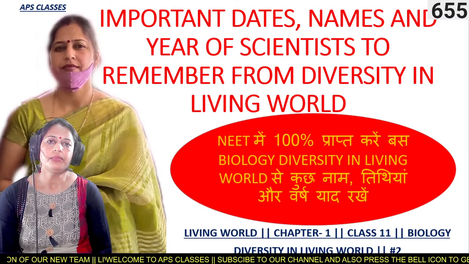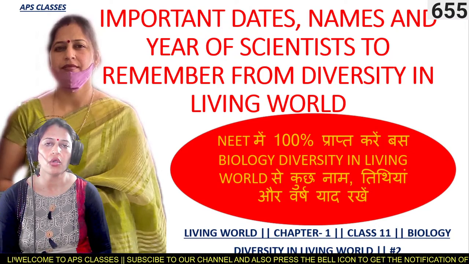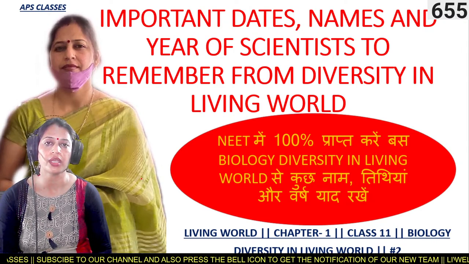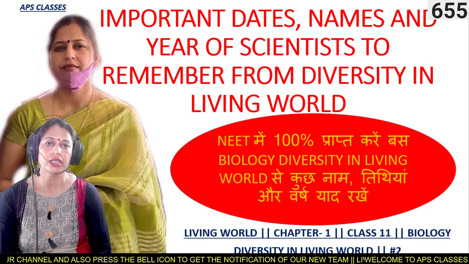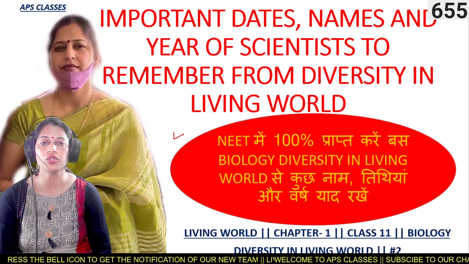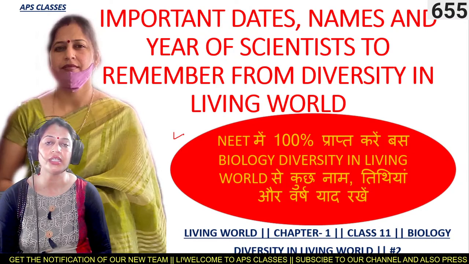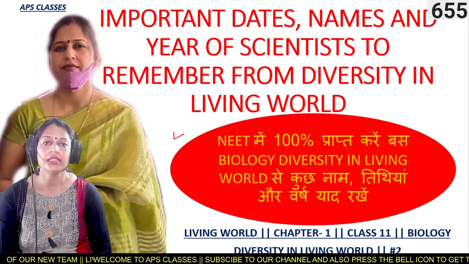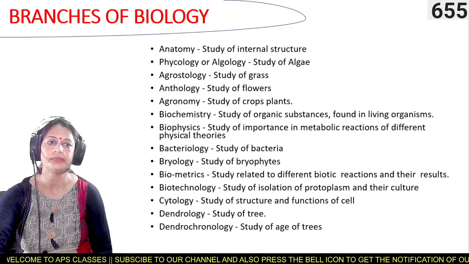Isse pehle beta hum part number one, part number two already discuss kar chuke hain diversity in the living world ke bare mein, aur NEET ke point of view se jo weightage of marks hai wo near about 18% ye chapter cover karta hai. So isi wajah se aaj hum third part mein important dates, names aur years of scientists discuss karenge, scientists ka kya contribution raha hai, kaun kaun se year mein kin scientists ne kya work kiya hai, important dates kaun se hain, aur names of scientists to remember from the chapter diversity in the living world.